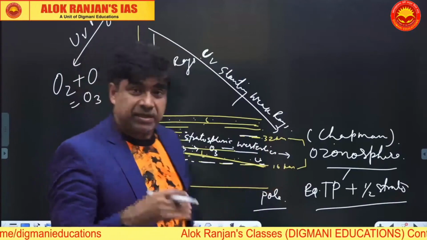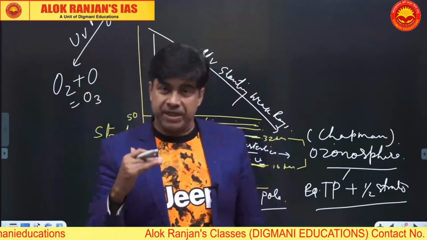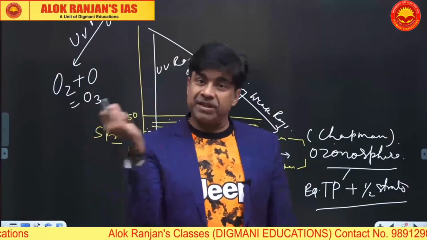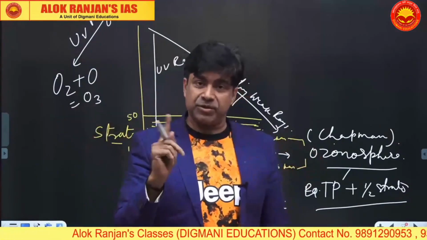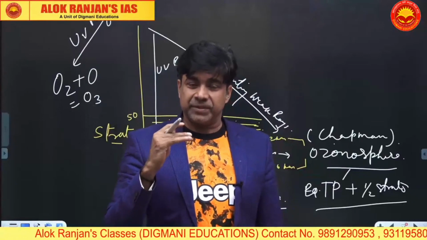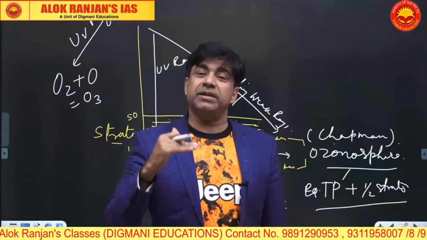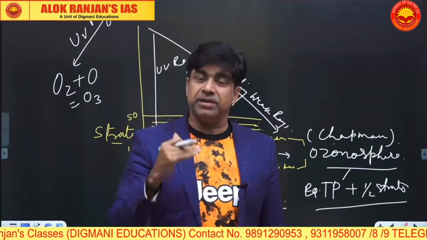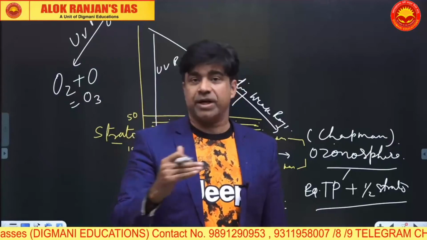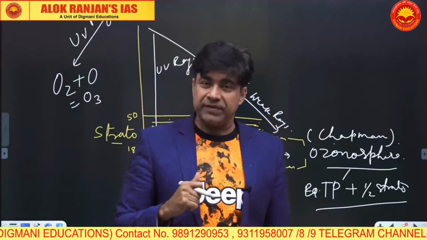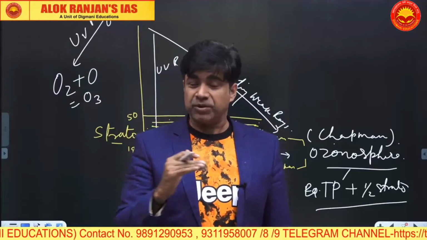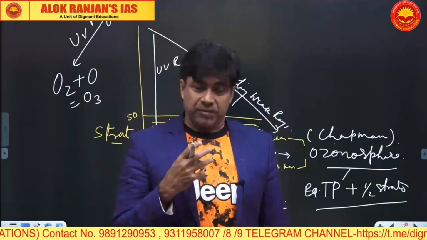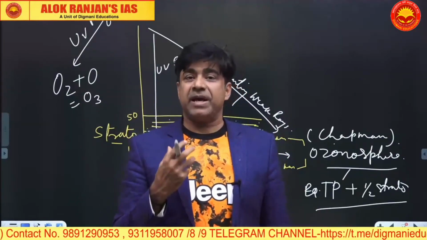I tell you something, that within a stratosphere, above the tropopause, you have westerly winds. These westerlies are not jet streams. These westerlies are found above the tropopause and within the stratosphere or lower stratosphere. How these westerlies are created, we will talk about it, but not now. Now, currently we are talking about the Chapman cycle.